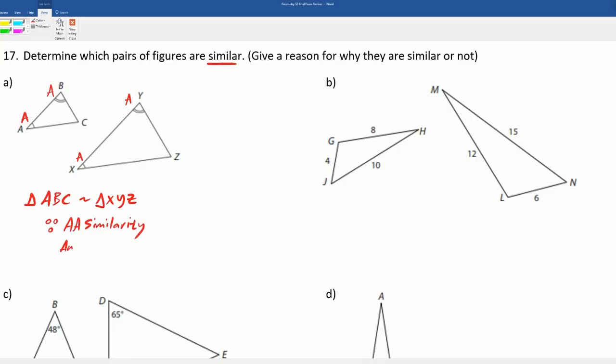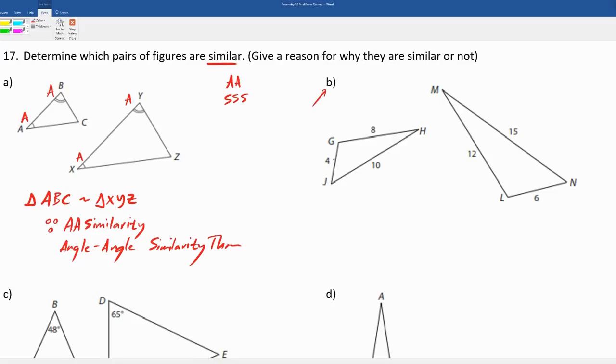All right, so just in case you're watching and you have no idea where AA comes from. There we go. All right. So remember, there's angle, angle. There's also side, angle, side, but also proportionality. So let's look into this. So let's look at B.